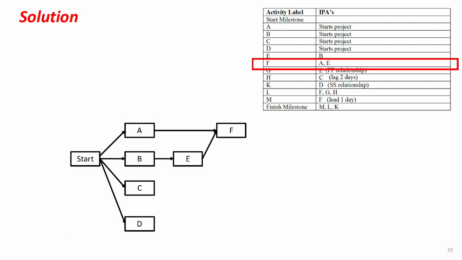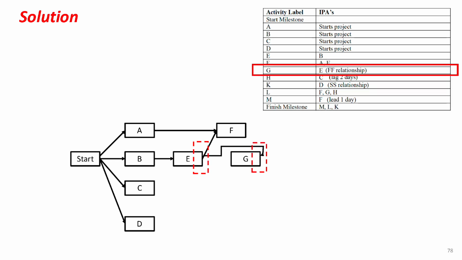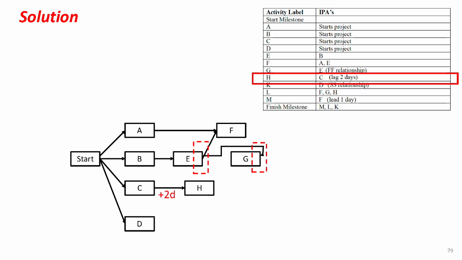Activity F is preceded by 2 activities, A and E, so it needs to be connected to both A and E like this. Next, activity G. This is preceded by E with a finish-to-finish relationship. Note that for a finish-to-finish relationship, the arrow must start from the right side of the predecessor to the right side of the successor. Activity H is preceded by C with a lag of 2 days.